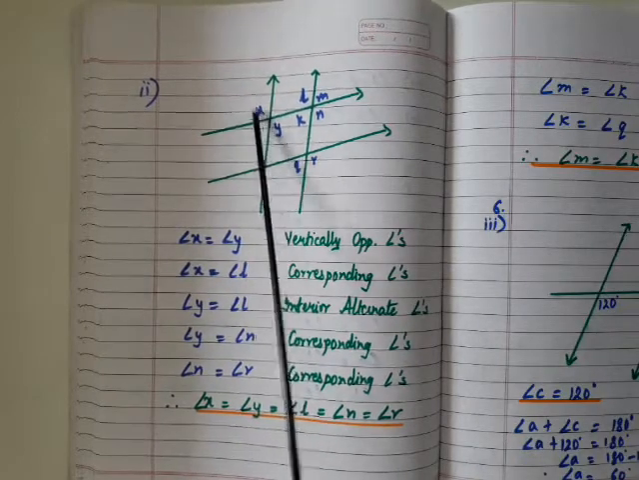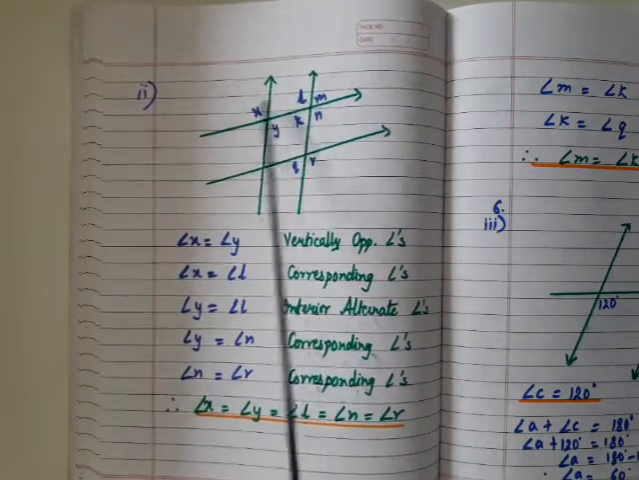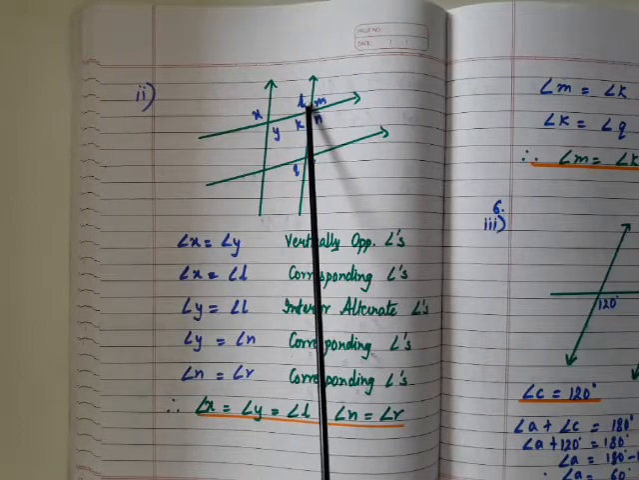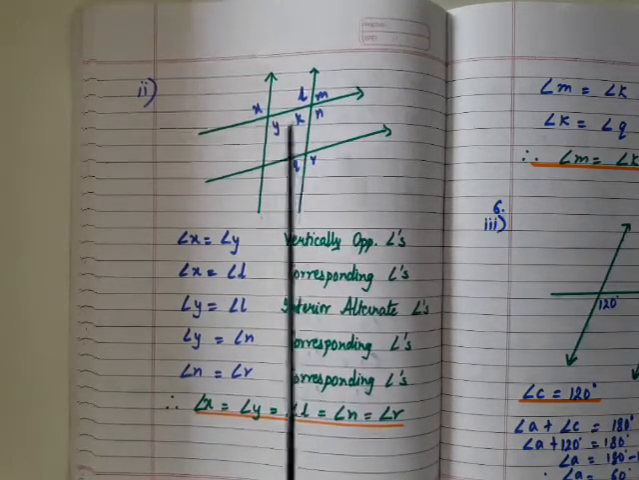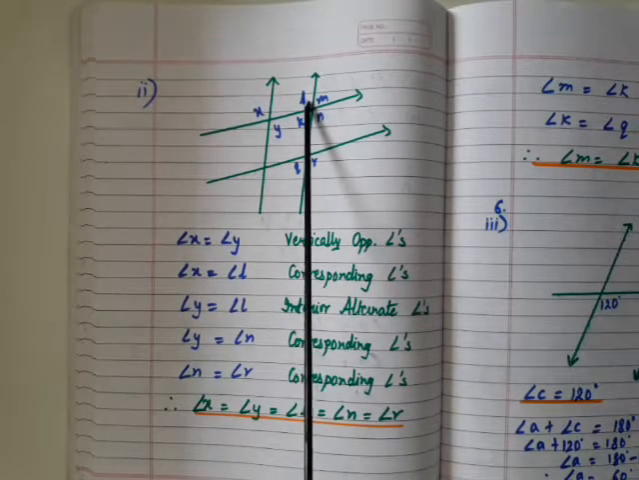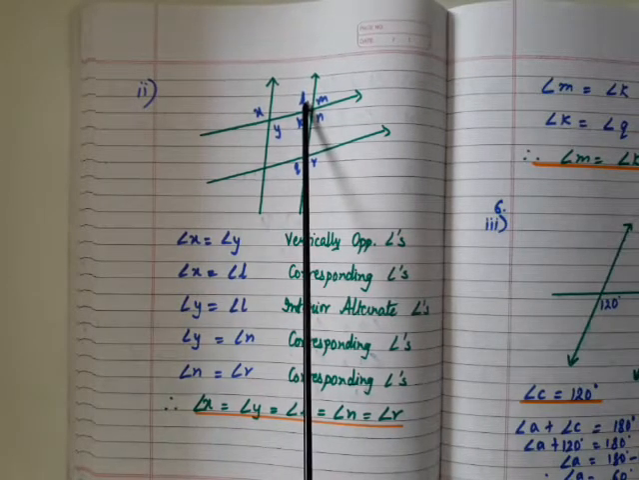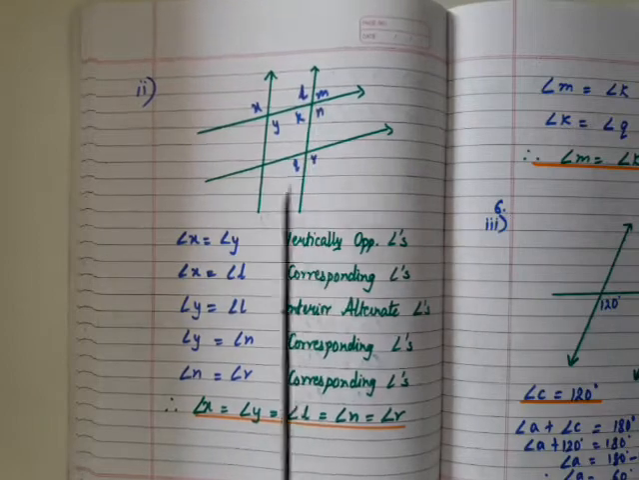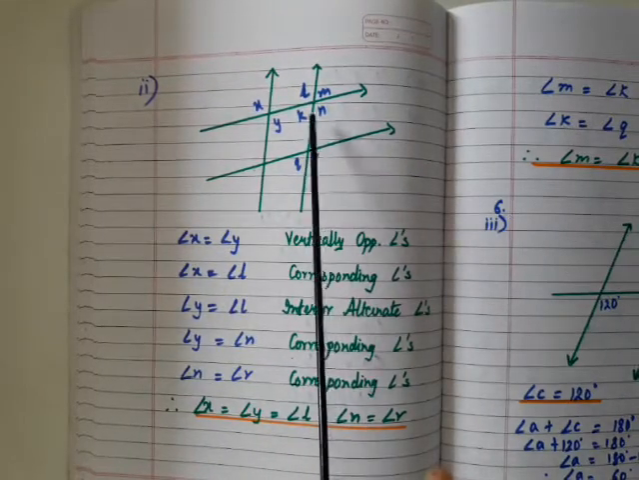In the same way, x equals L. What is the relation between x and L? x and L are corresponding angles. Next, y equals L. y is also equal to L, because alternate interior angles are equal. And the next one is n equals r.